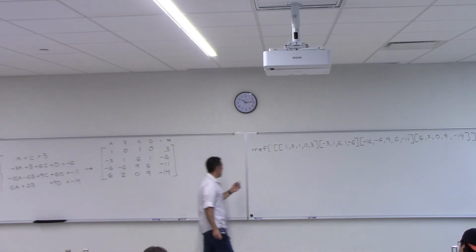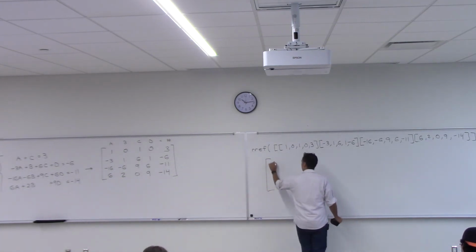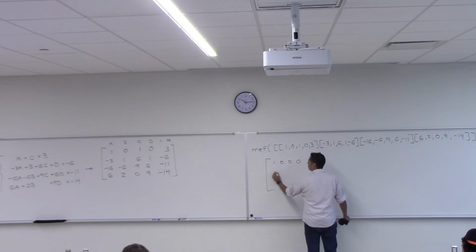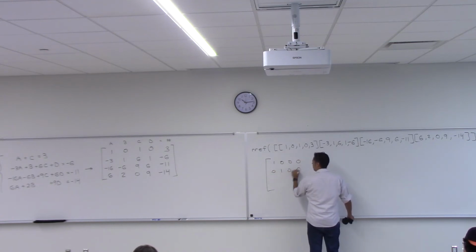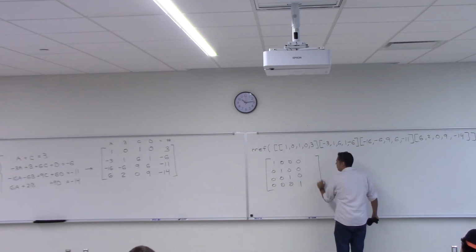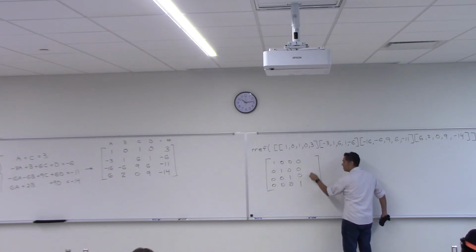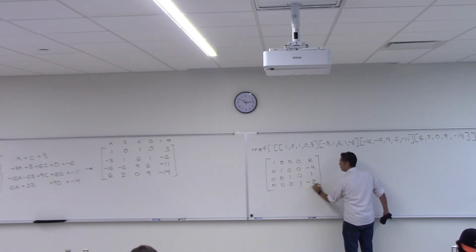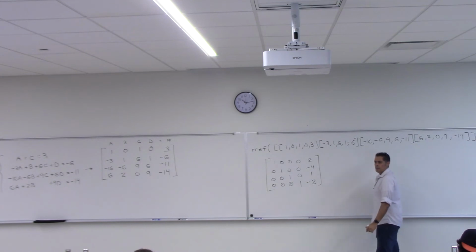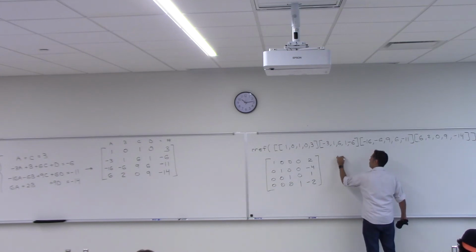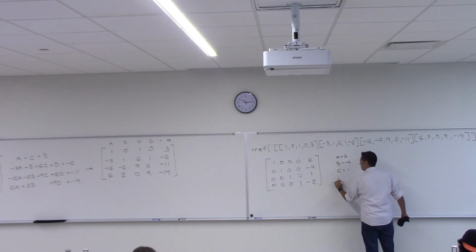All right, when you do that, you should get something that's giving you 1, 0, 0, 0, 0, 1, 0, 0, 0, 0, 1, 0, 0, 0, 0, 1. And then you have your 4 numbers down the side, which are your answers A, B, C, and D. What are they? 2, negative 4, 1, negative 2. So that means A is 2, B is negative 4, C is 1, and D is negative 2.